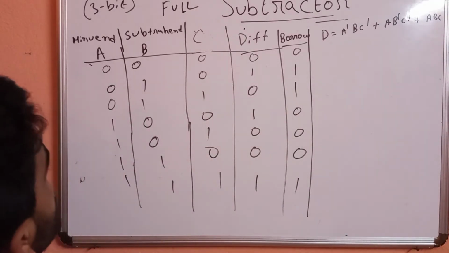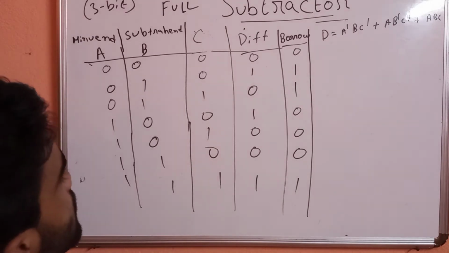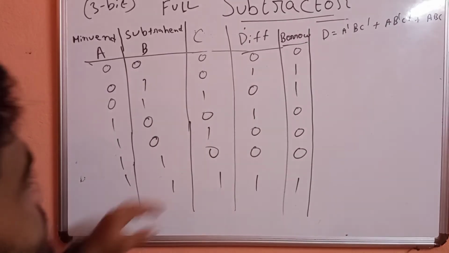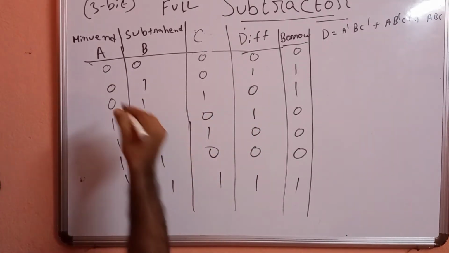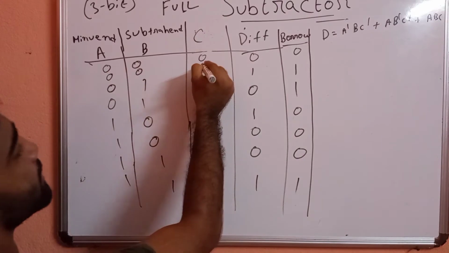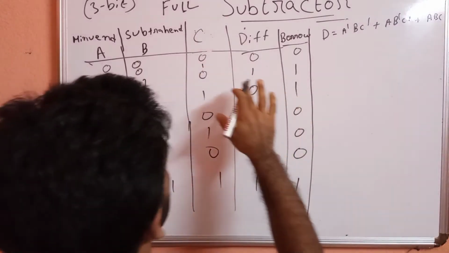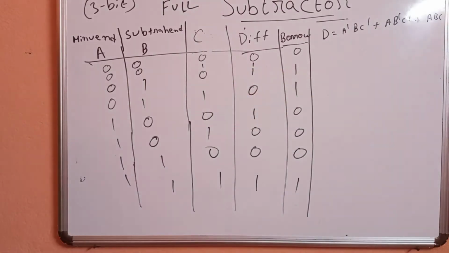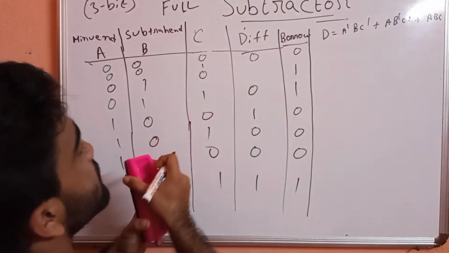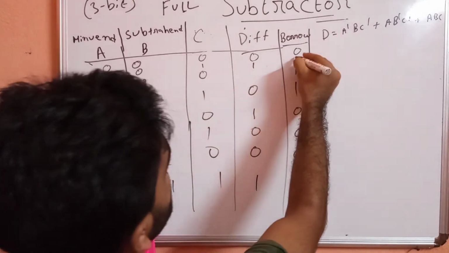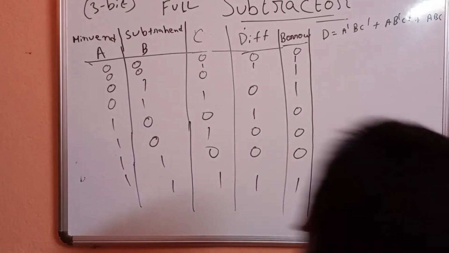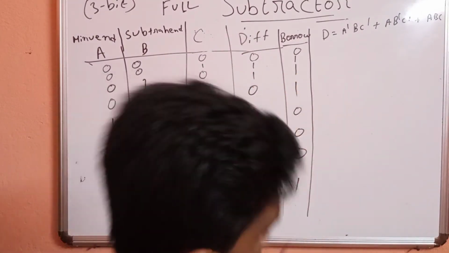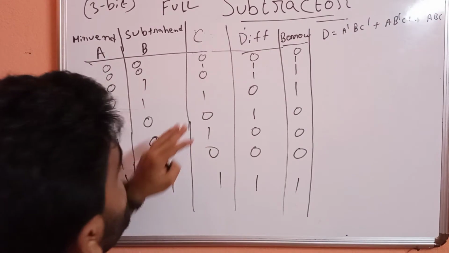Have I done something wrong? Yes, I have missed a combination over here. It will be 0 0 and 1. I have missed this combination. Extremely sorry. So what will be the difference? Difference will be 1, right? Difference will be 1 and borrow will also be 1, correct? And here it was 1 and 1. Here it was 1 and 1.